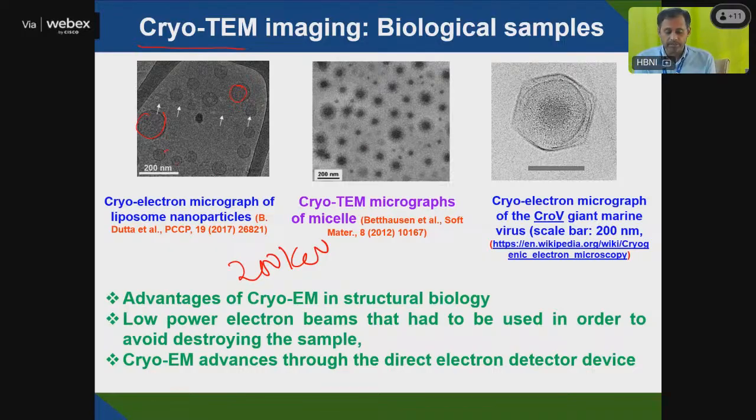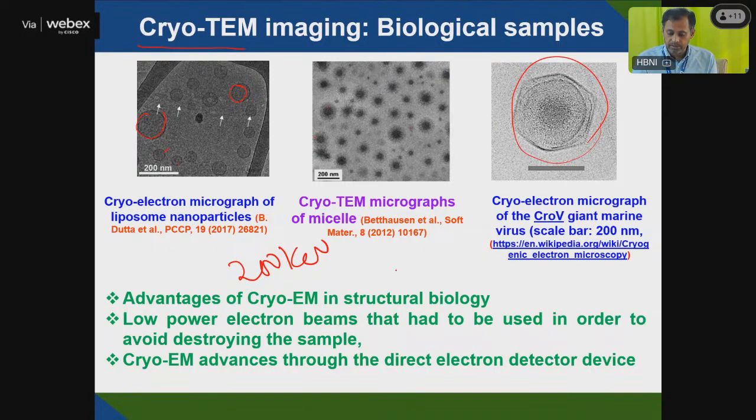This is a cryo image of the micelles. Micelles are surfactant assemblies, and depending upon the head and tail alignment, they will be either a reverse micelle or a normal micelle. Those micelle structures you can see. This is a cryo image of a marine virus. That virus structure you can see by using the scan here.